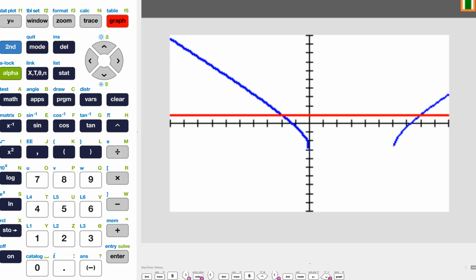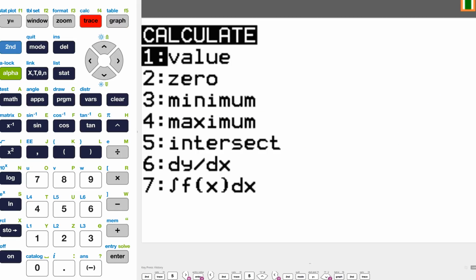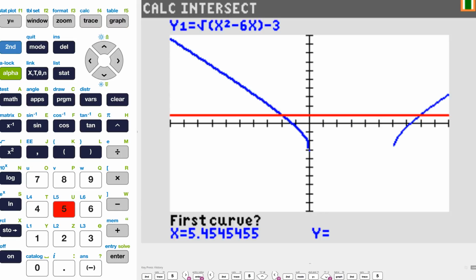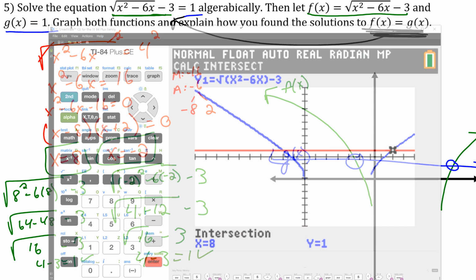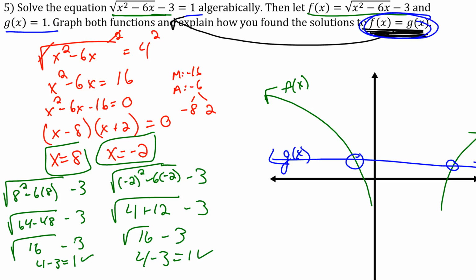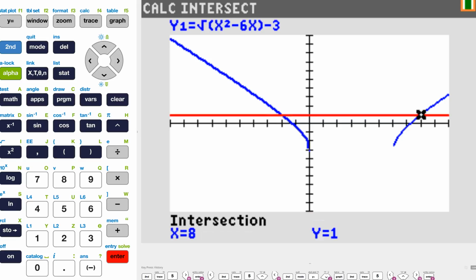The question is where? So I'm going to go to second calc and go to intersect. I need to get close to the first intersection point. That looks pretty close to it. Hit enter 3 times, and they intersect at x equals 8, y equals 1. When I care about the solutions to f of x equals g of x, I just care about the x values. That happened at x equals 8. What a surprise. X equals 8 is what we got algebraically. Let's go find the other one.